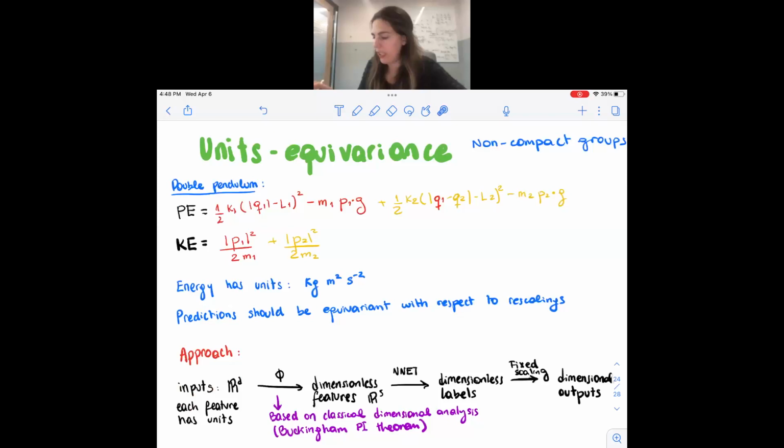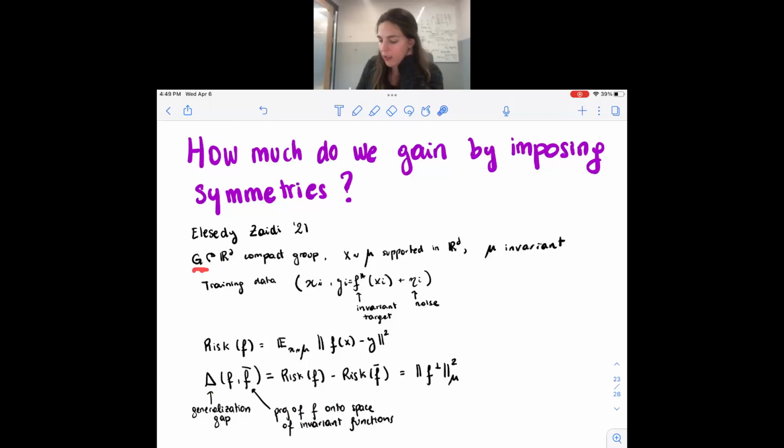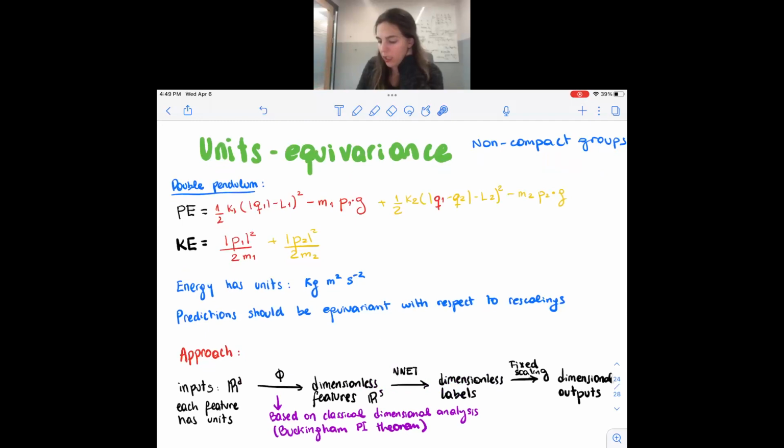In the case that we worked on recently, units equivariance, which is different from the model we just had, because in the case of LSD and SAD they require that the group is compact, and what we are looking at is units equivariance, which corresponds to the group of scalings, which is not compact. And the idea is the following.